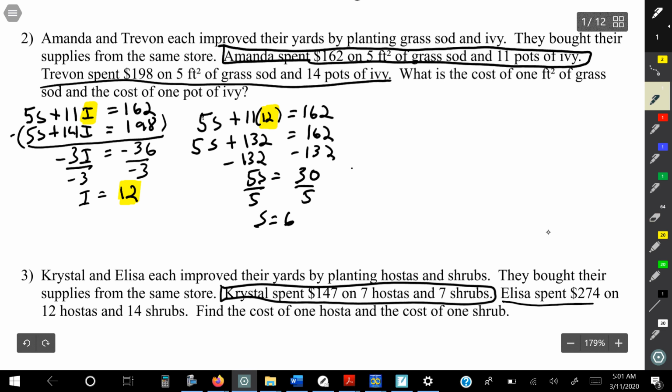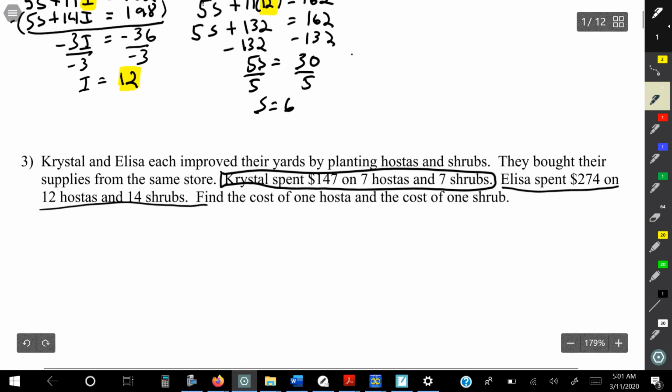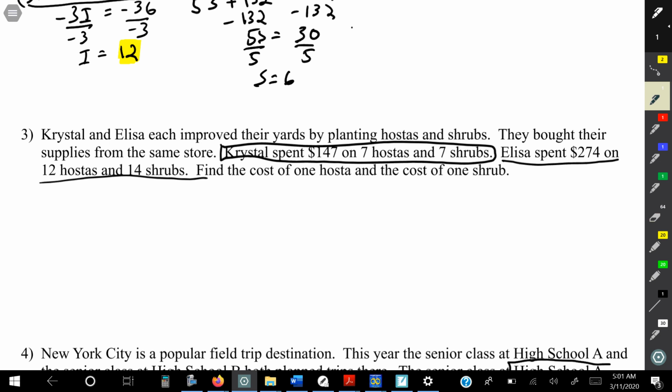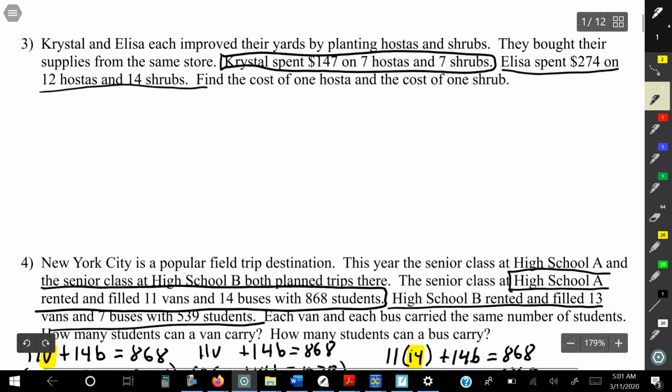And I got a Lisa equation right here. And I'm going to go ahead and make those equations. And I like to put the total amount at the end. It makes it easier to see there.